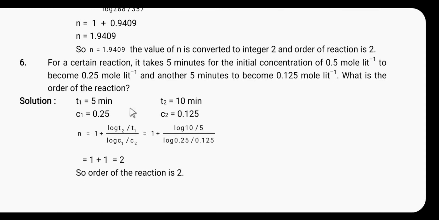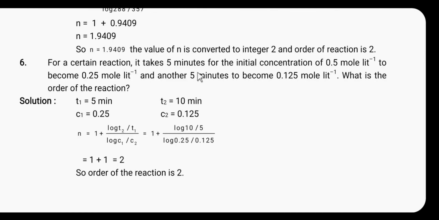And the last problem: for a certain reaction it takes 5 minutes for the initial concentration of 0.5 moles per liter to become 0.25 moles per liter and another 5 minutes to become 0.125 moles per liter. What is the order of reaction? The same problem again. Here again the two half-lives are given. So t1 is equal to 5 minutes and t2 is equal to 10 minutes. C1 is equal to 0.25 and C2 is equal to 0.125.